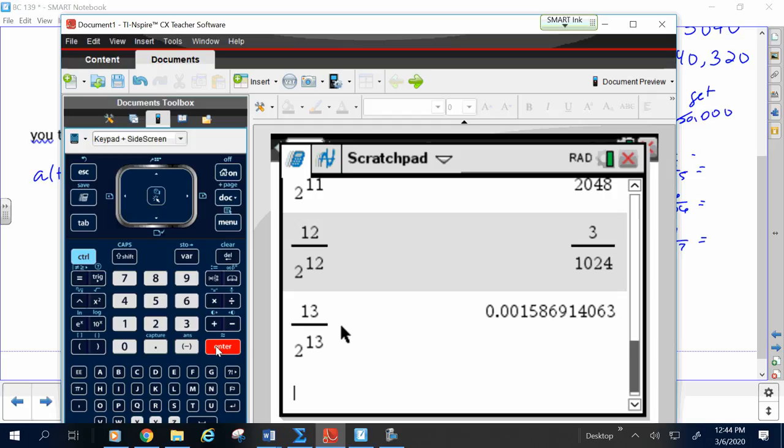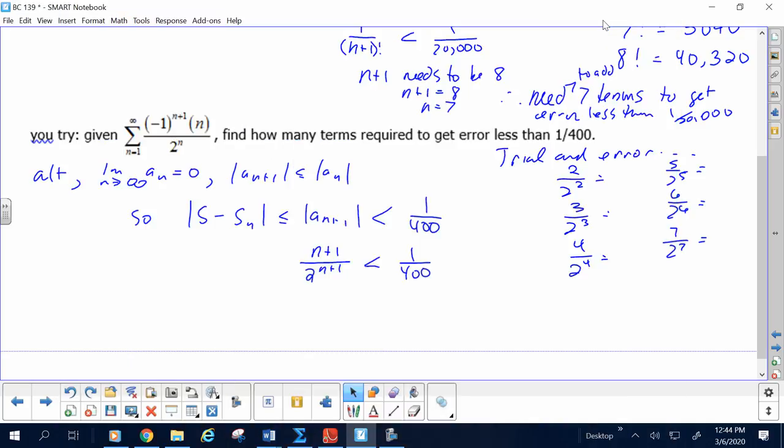Is that less than 0.0025? All right, is that less? Okay, cool. So it seems like the n plus 1 that worked needed to be 13. So n needs to be 12. We would need 12 terms. You follow? Okay. Darn it, I didn't get to the last part. That's okay.